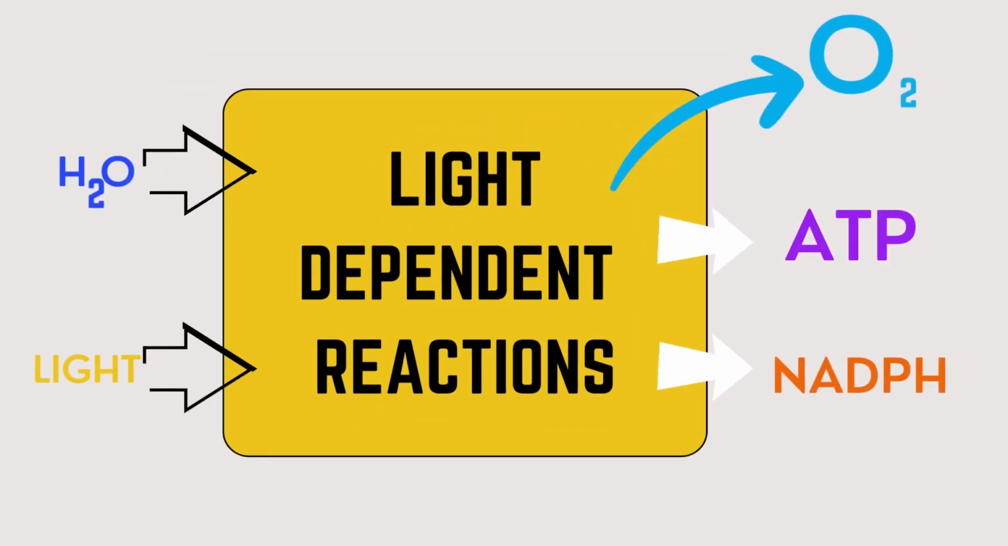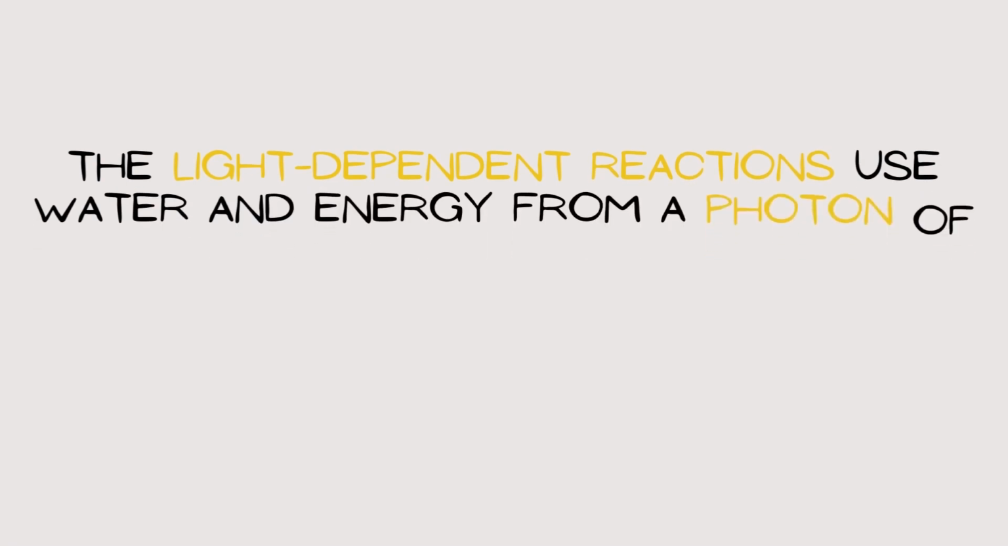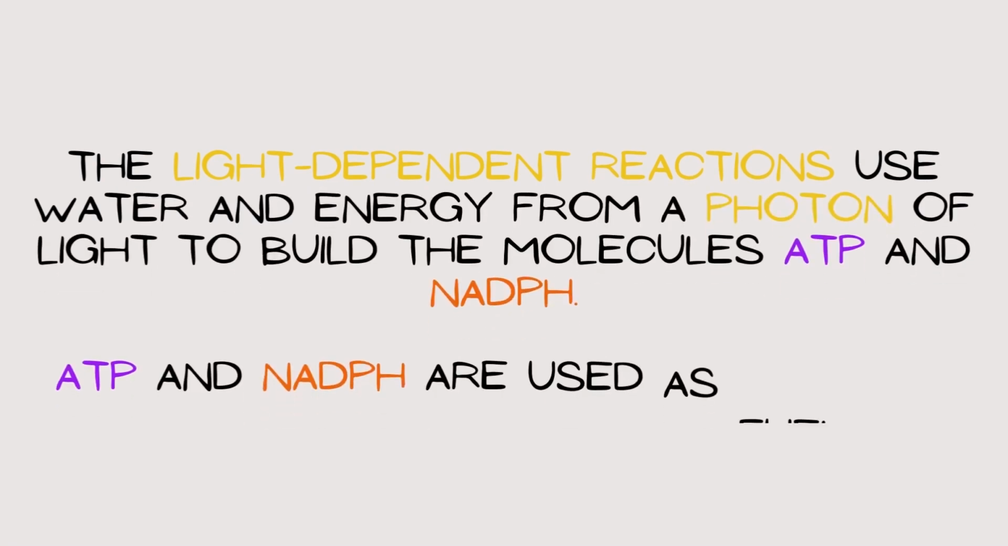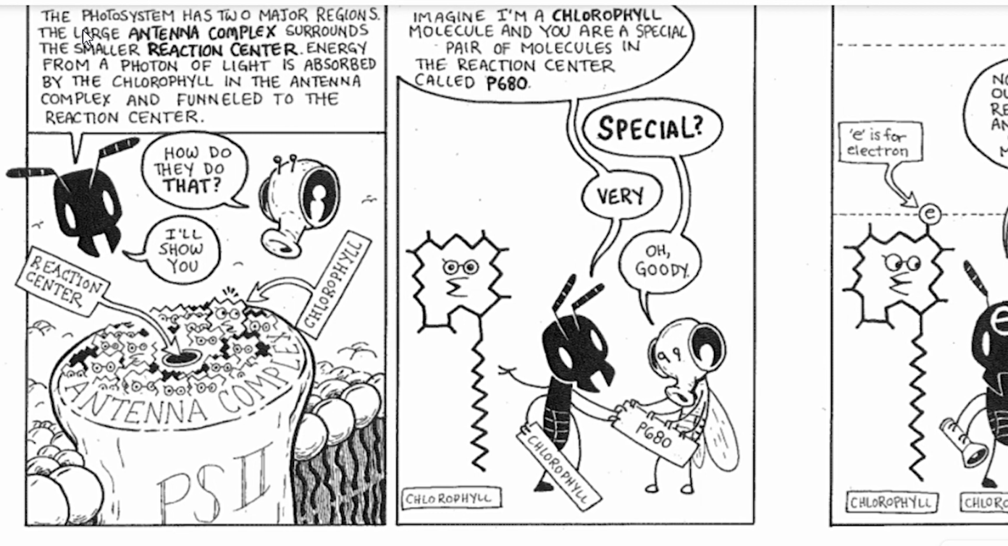So, a light-dependent reaction uses water and light to generate energy in the form of ATP and NADPH, with oxygen evolving as a byproduct. Let's dive into the details of this process. The light-dependent reaction uses water and energy from a photon of light to build the molecules ATP and NADPH. ATP and NADPH are used as fuel for light-independent reactions later. Just a minute ago, we talked about the QUANTASOMES, which are arranged according to their increasing reduction potentials in the thylakoidal membrane.